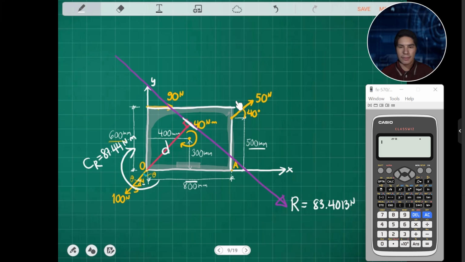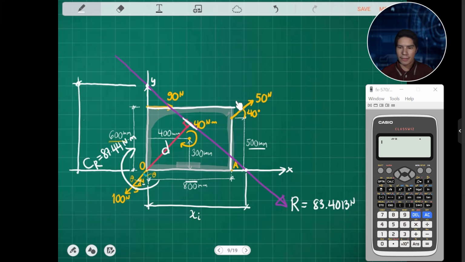Then aside from D, we also want to compute for this location. This is the x-intercept. And we also want to compute for this location on the y-axis. This is the y-intercept. So that is what we will compute.